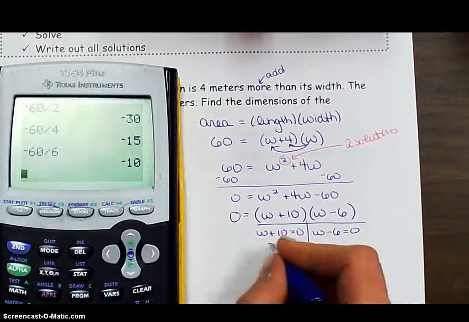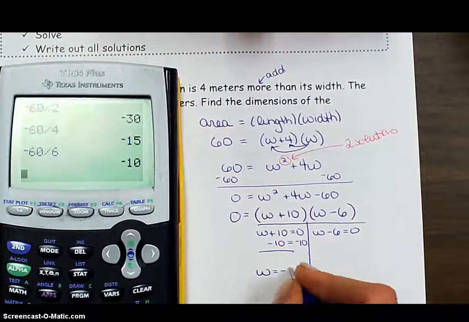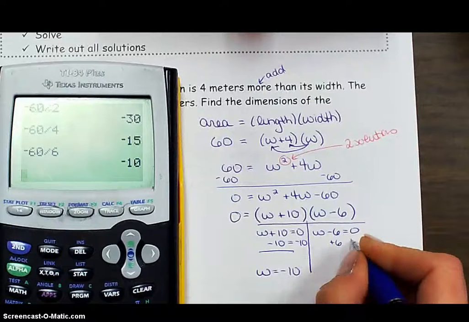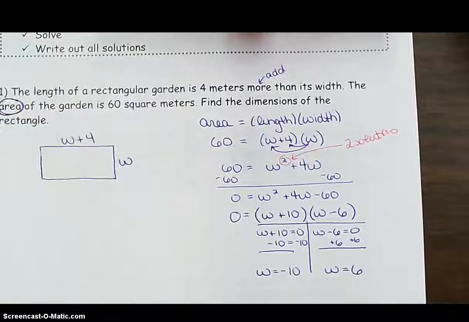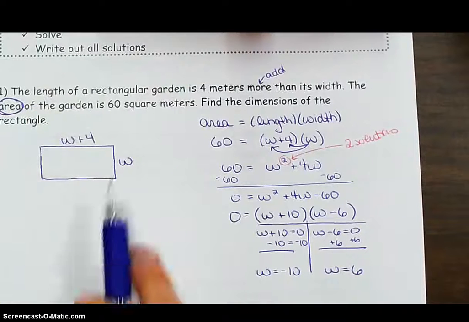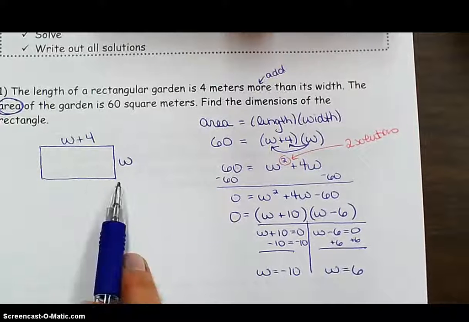And then we're going to solve for W. So here we're going to get W is equal to negative 10, and over here we're going to get W is equal to 6. Now, this is the width. W stands for the width. Now, can you have a negative width of a shape?